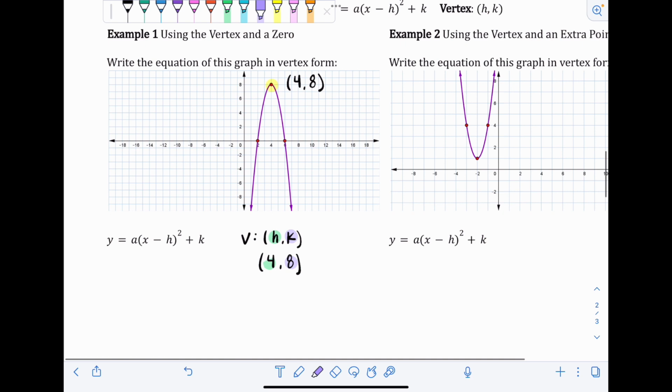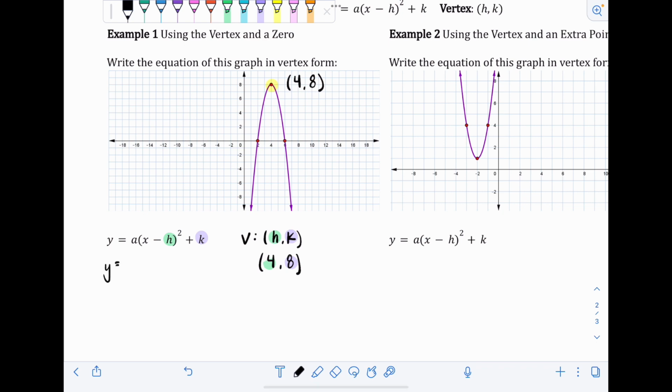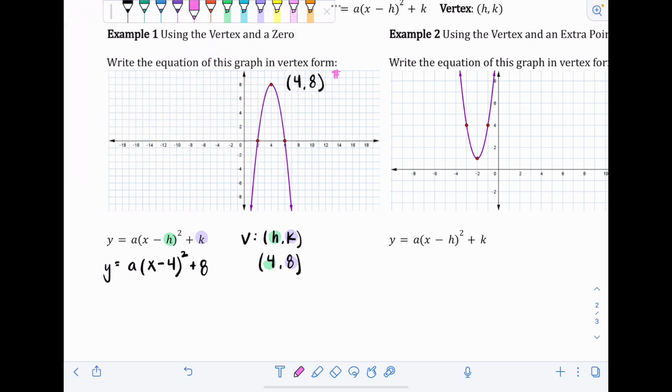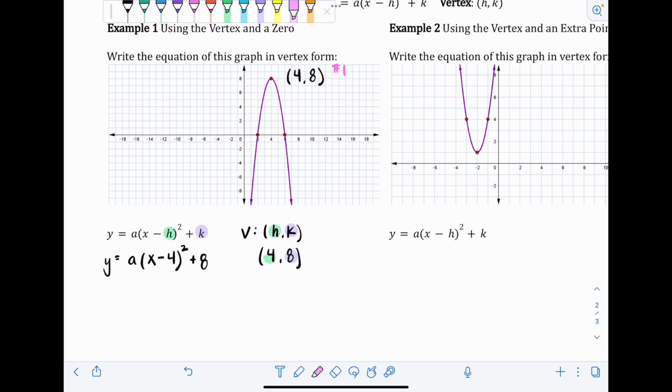So when we're trying to write the equation, those are the first two things I'm going to put in. I'm going to put 4 in for h, and 8 in for k. So that'll be my first step. So y equals a times (x minus 4) squared plus 8, where 4 was from the x coordinate of the vertex, and 8 was from the y coordinate of the vertex. So find the vertex first, and then use that to figure out what h and k are before putting them into the formula. And then from there, we still have to figure out what a is.